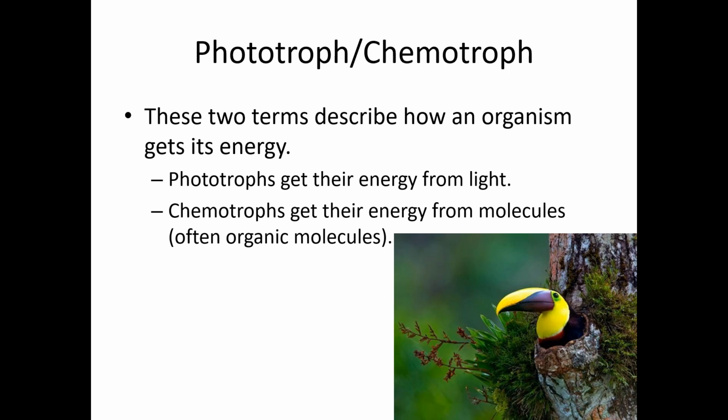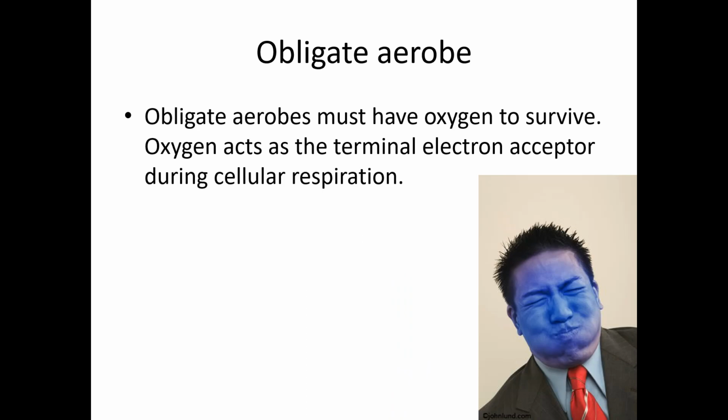Chemotrophs, on the other hand, have to have molecules to get that. It's usually going to be organic molecules, but there are some really weird bacterial species that can use stuff like hydrogen sulfide as an energy source. So even though we usually use these terms again in reference to plants and animals, these terms both apply to bacterial cells as well. Next up is about oxygen requirements.